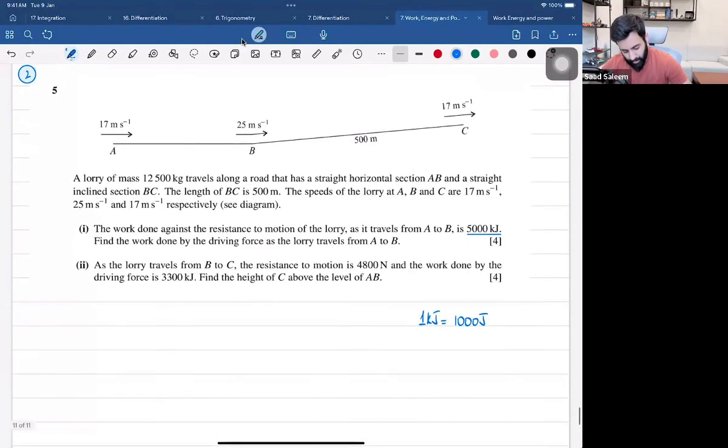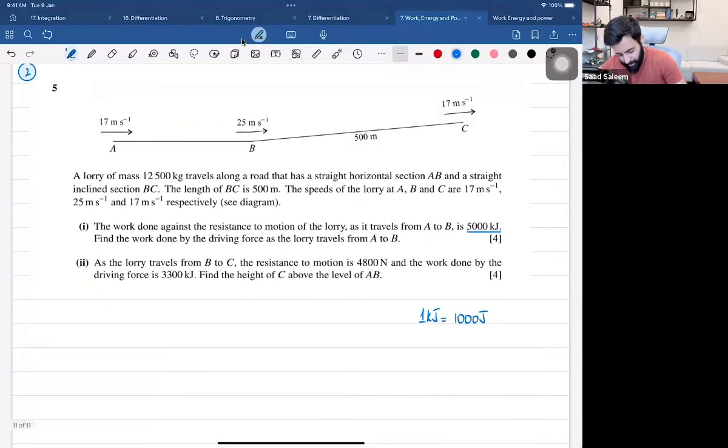So a lorry of mass 12,500 kg travels along a road that has a straight horizontal section AB and a straight inclined section BC. The length of BC is 500 meters. The speeds of the lorry at A, B, and C are 17, 25, and 17 respectively. The work done against resistance to the motion of the lorry as it travels from A to B is 5,000. Find the work done by the driving force as the lorry travels from A to B.